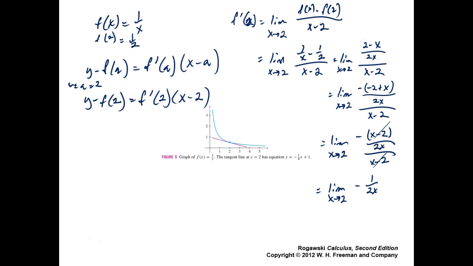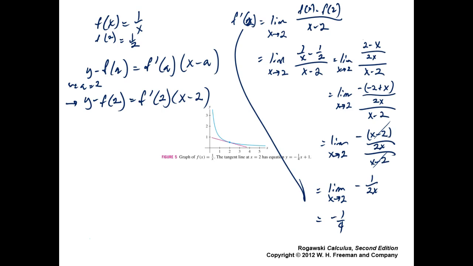What would you do at this point? Plug it in. And what does that give you? Negative 1/4. So there's your f prime of 2. I already figured out what f of 2 was, so now we can go back to this. Isn't that what we're looking for? Yes, we want the tangent line at that point.